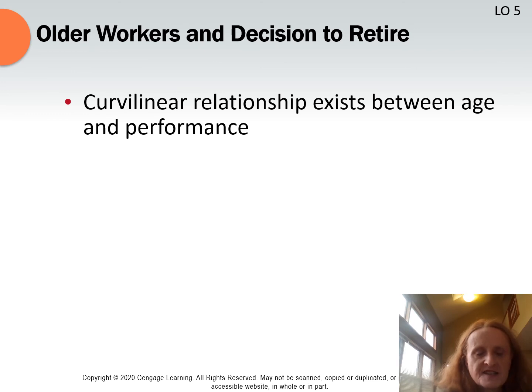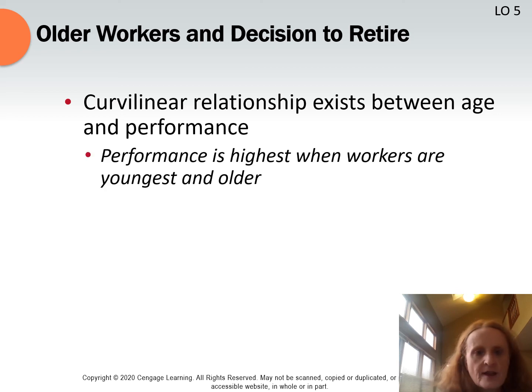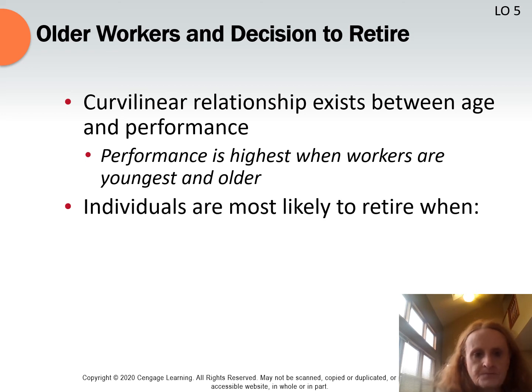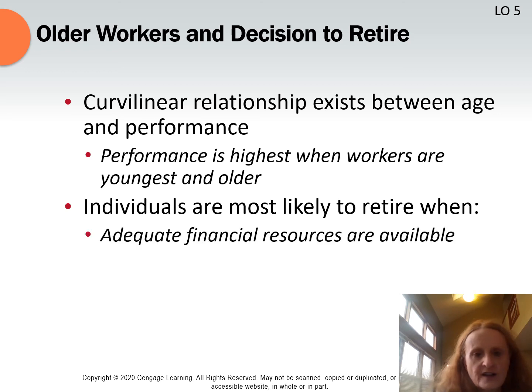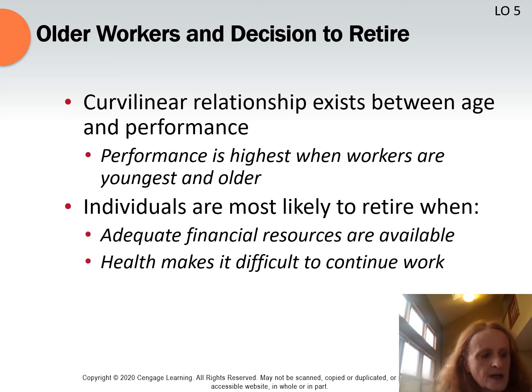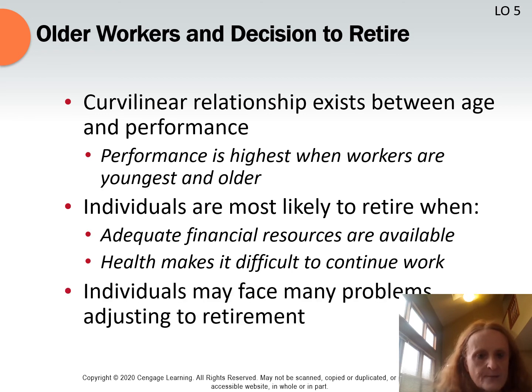Older workers and the decision to retire. Some studies have found that curvilinear relationships exist between age and performance. So that means that performance is highest when workers are youngest and then when they are older. Individuals are most likely to retire when they have adequate financial resources available, and health makes it difficult to continue to work. Individuals may face many problems adjusting to retirement. Many people tend to continue with some type of bridge work, and these people generally adjust well to retirement.